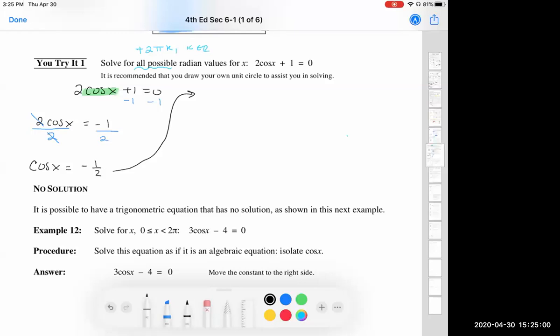All right, so when is cosine equal to -1/2? You can take a good unit circle, or you can stop and think. All Students Take Calculus. Our answer is going to be in quadrants 2 and 3, and we take a look in the circle. When is cosine -1/2? In quadrant 2, we're using radian values, so it's -1/2 at 2 pi over 3.